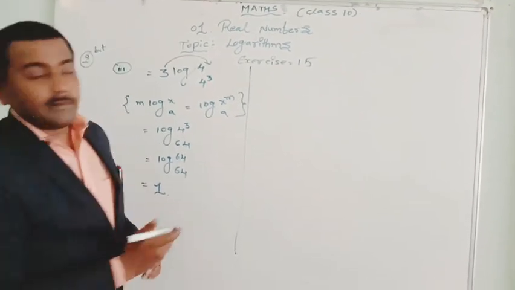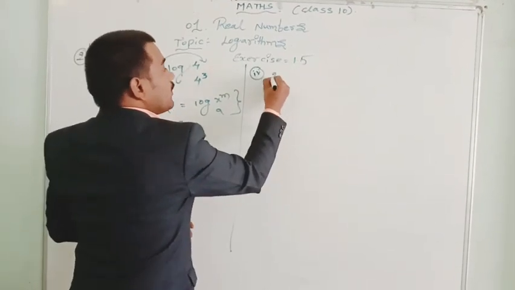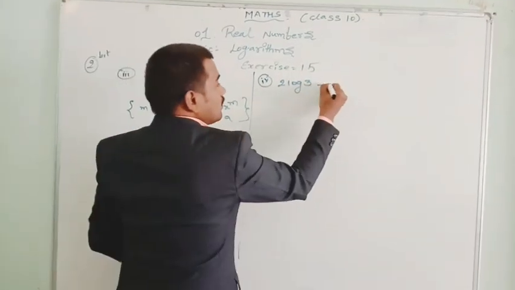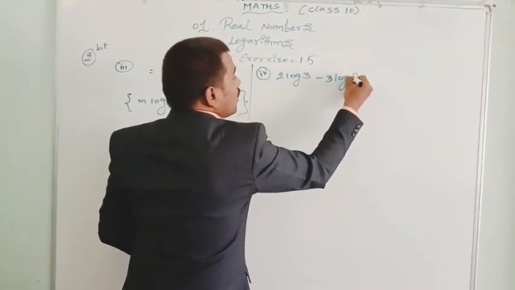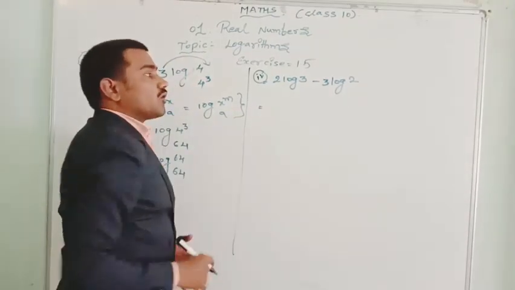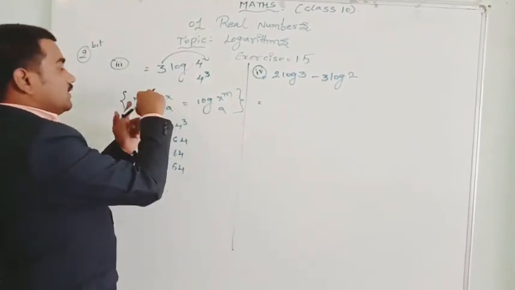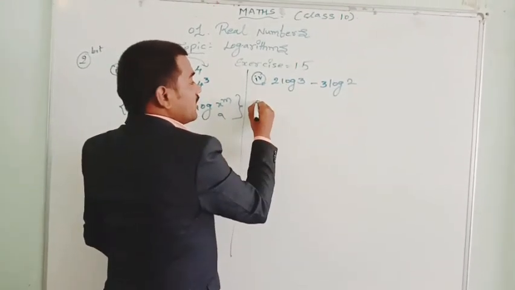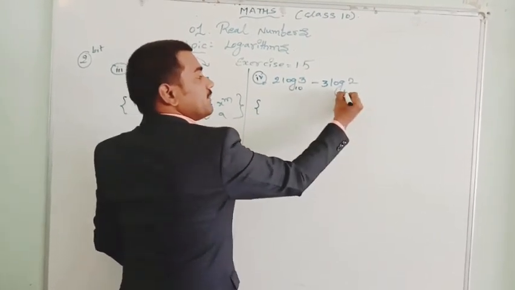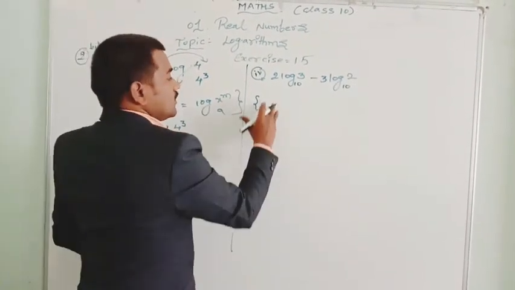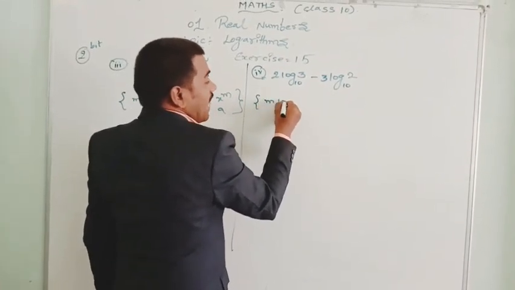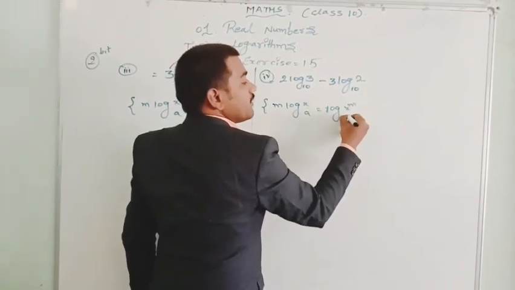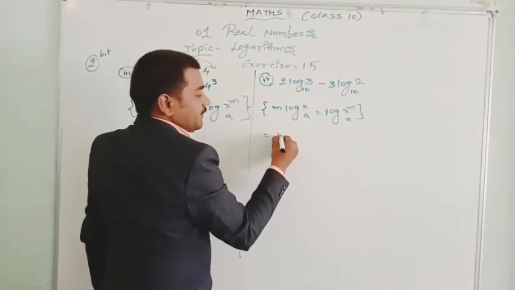Let's go for the next question, the fourth one: 2 log 3 minus 3 log 2. See how to solve this. Just as I brought the m as x to the power of m, in the same way we need to bring this one. We can write base 10 or not, no problem. So m log x base a equals log x to the power of m base a.